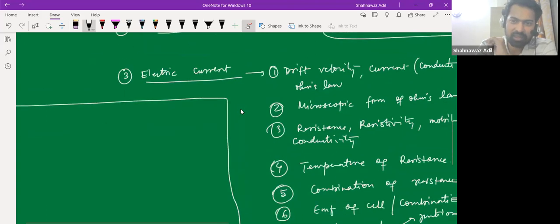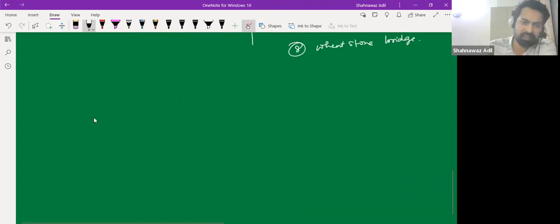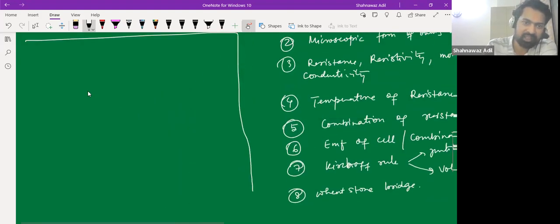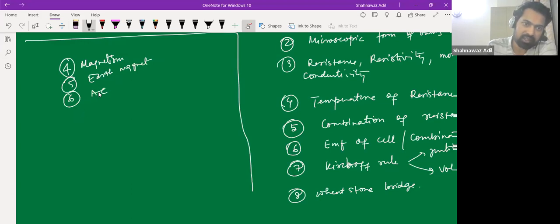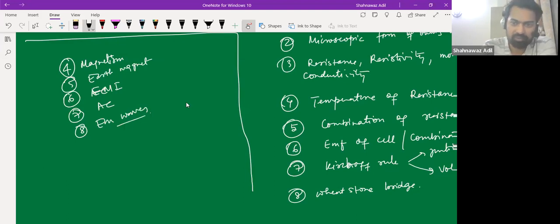Yeah, so let us stop it here. And now the next chapter is optics. So I'm skipping the fourth chapter, magnetism, and then the fifth chapter, earth magnetism. And then there was EMI, and then AC. So all these things we have done so far, right?